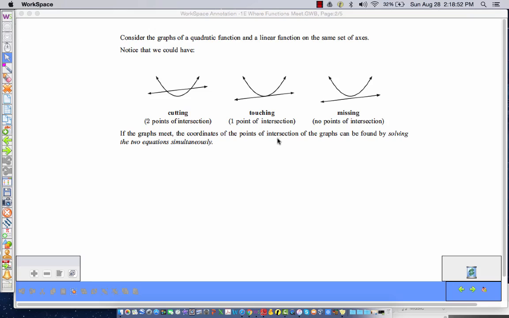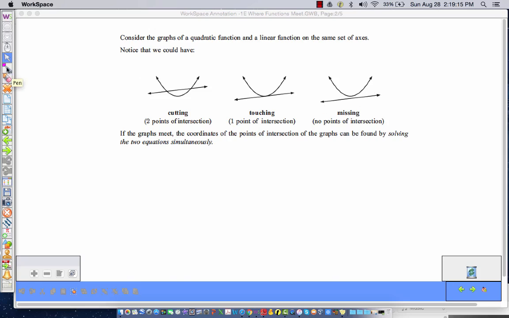And as we have discussed, there are a few ways, actually three, that a line and a parabola can meet. They can intersect in two places. They can touch, and so they touch in one place, or they do not touch at all.